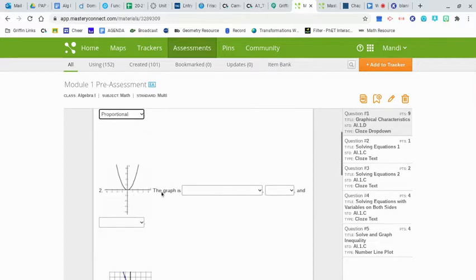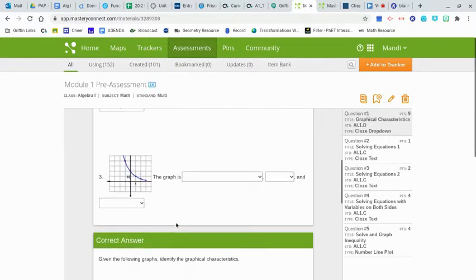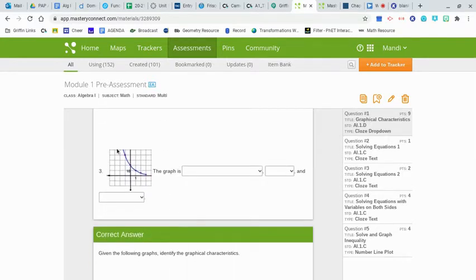Graph number 2, going from left to right: first of all, this graph is going down. It's decreasing, but then all of a sudden it's going back up. Now it's increasing. So this graph is both increasing and decreasing. It does not have a constant rate of change because it's not a straight line. Therefore, it is nonlinear. And since it's not linear, it cannot be proportional. So it is non-proportional.